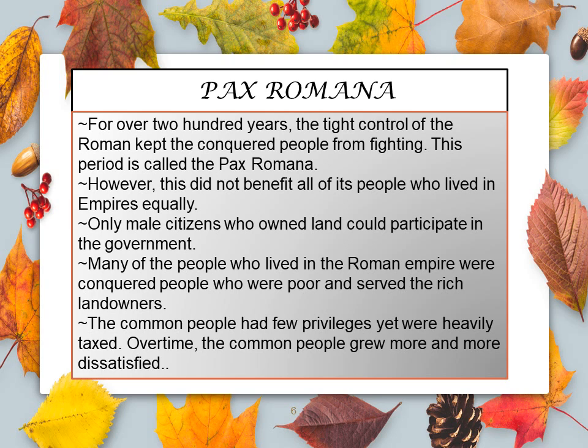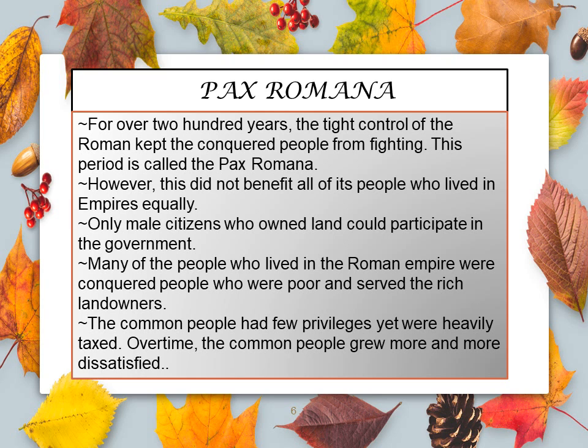What exactly is Pax Romana? For over 200 years, there was a strict control of the Romans over the conquered people. So after fighting battles, when they conquered the new regions, they ruled those people very strictly. This period was called Pax Romana.